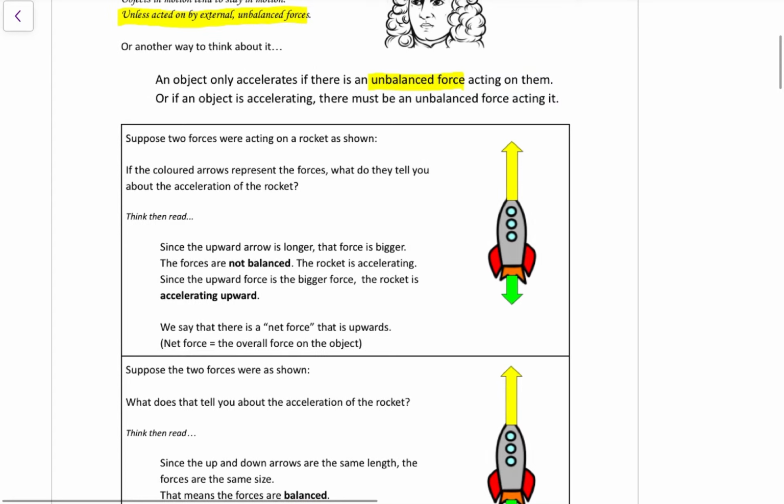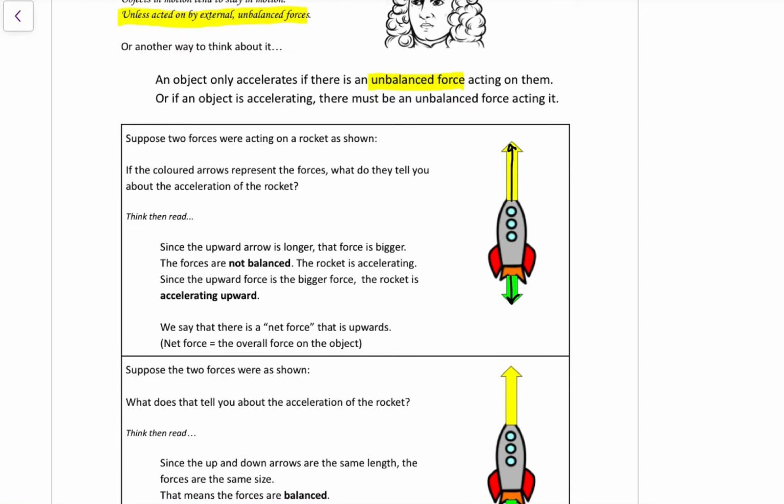How we're often going to draw our forces is arrows. So like this first rocket question. There's an upward force on it represented by the yellow arrow. There's a downward force on it represented by the green arrow. If you're given force diagrams like with these arrows, whichever one's bigger is going to overpower the weaker one. So in this one, the upward arrow is bigger.